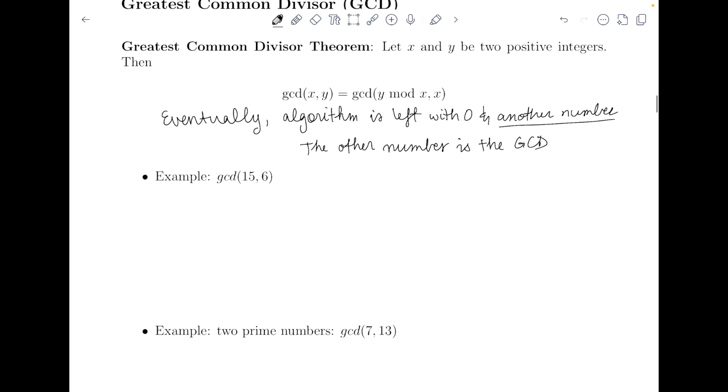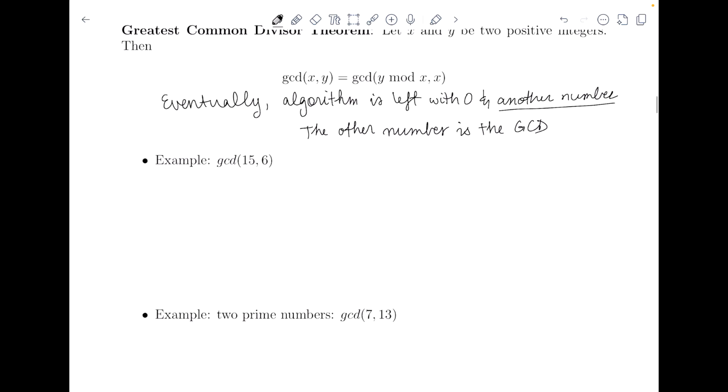So let's take a look at an example. I have two examples here. One is GCD of 15 and 6. And so thinking about that in terms of 15 is equal to 3 times 5 and 6 is equal to 3 times 2, we can see that the GCD is going to be 3. Let's go ahead and apply our algorithm to see if that works.